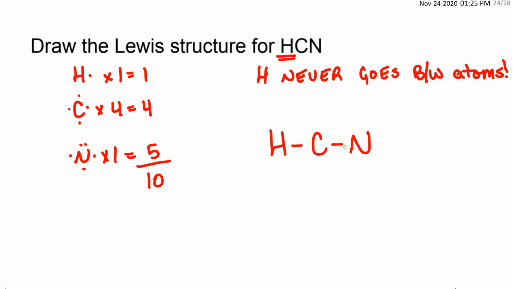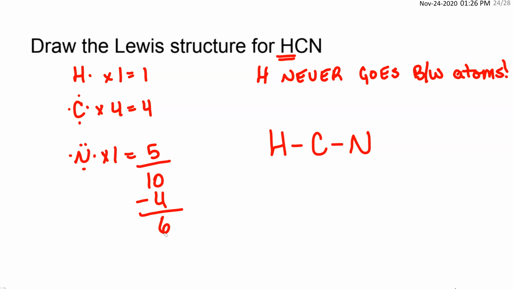We connect with bonds. That accounts for 4 valence electrons. So I have 6 left. Now I complete the octet on the outer elements. Now, hydrogen doesn't need an octet. Remember, hydrogen only has a duet. It only has 2. And since it's already sharing 1 pair with carbon, it is fine.